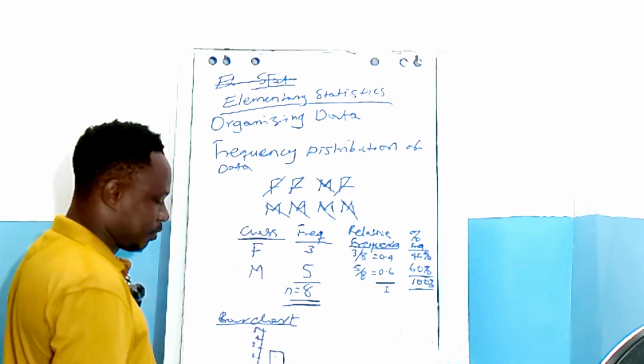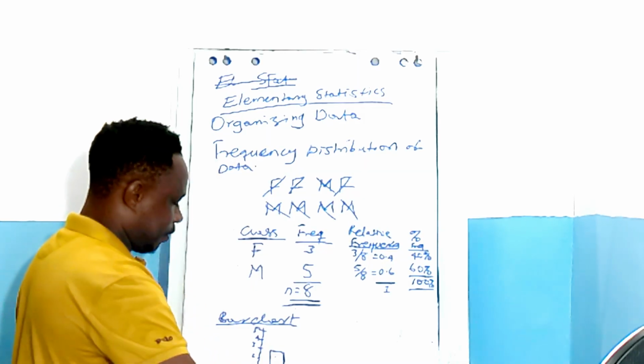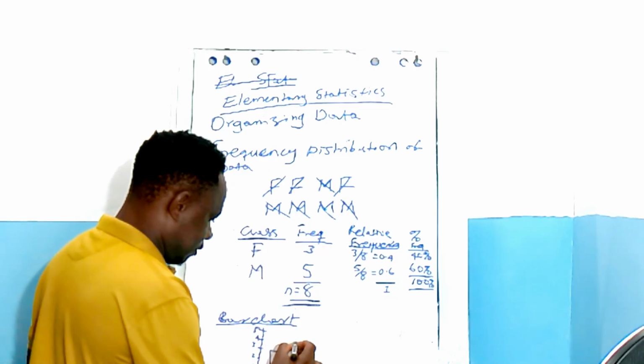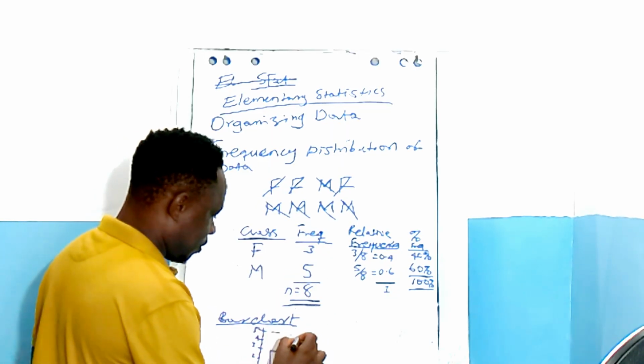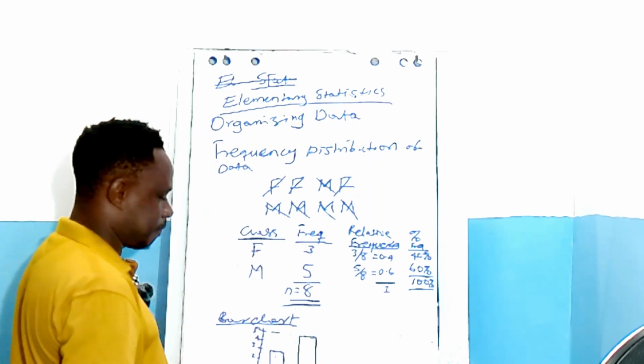So this is female. And we will have the male here. Male height will be 5 because we have 5 here. So we start from here and here.